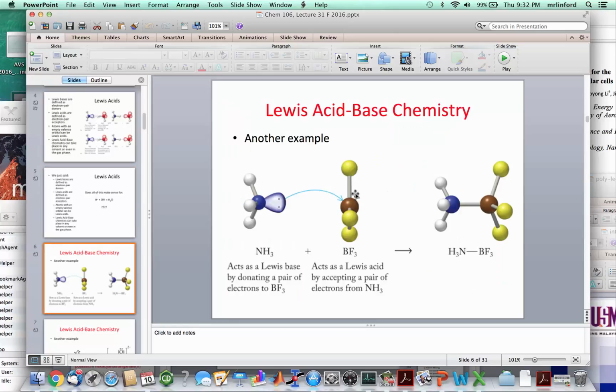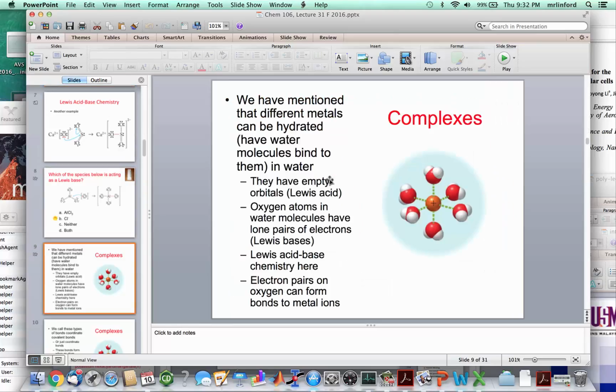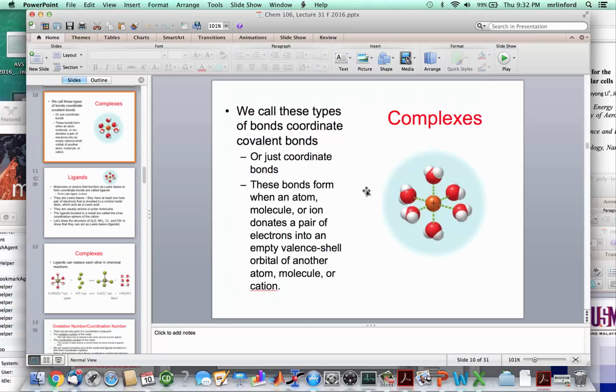We talked about the fact that this chemistry shows up all over the place. It's not limited to any type of solvent. Again, here's a Lewis base, electron pair donor. Here's the Lewis acid, electron pair acceptor. And this led us into transition metal complexes.